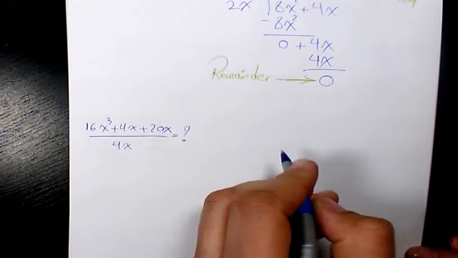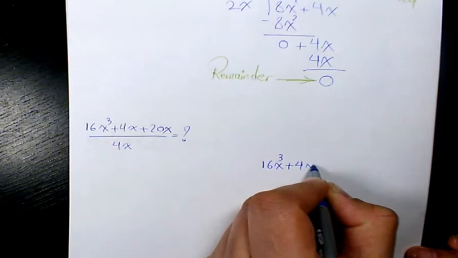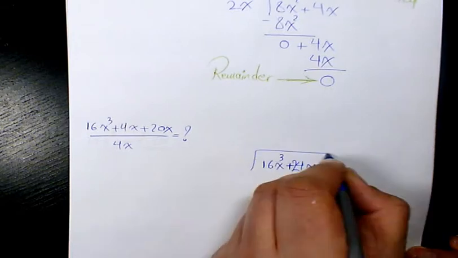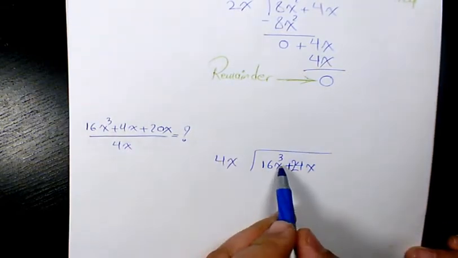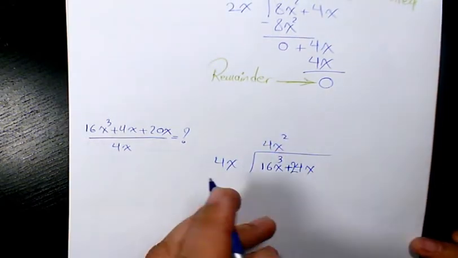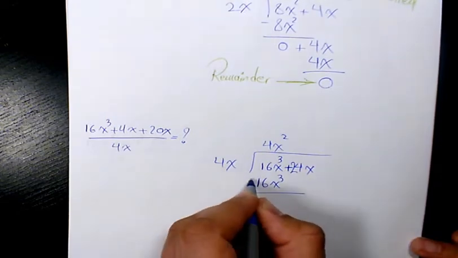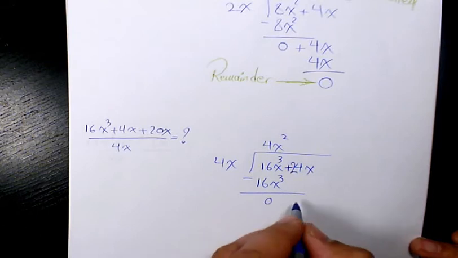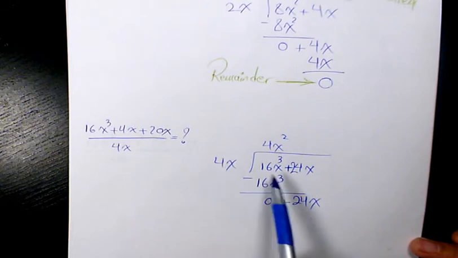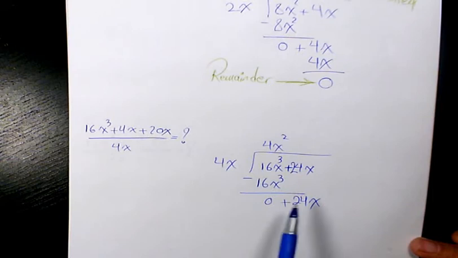Next one, we have 16x cubed plus 4x plus 20x, which is going to be 24x, divided by 4x. 16x cubed divided by 4x will be 4x squared, and I need to multiply. It's going to be 16x cubed. So we subtract it, it's going to be 0. Then we bring the next one down, 24x. When you bring it down, since we have one term here, we need to always have one term here. If we have two terms here, we need to keep two terms here, and so on.